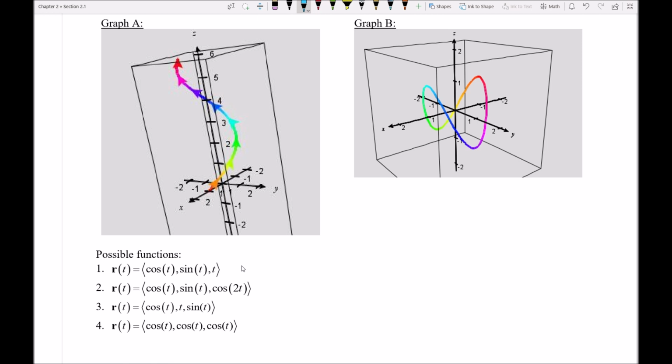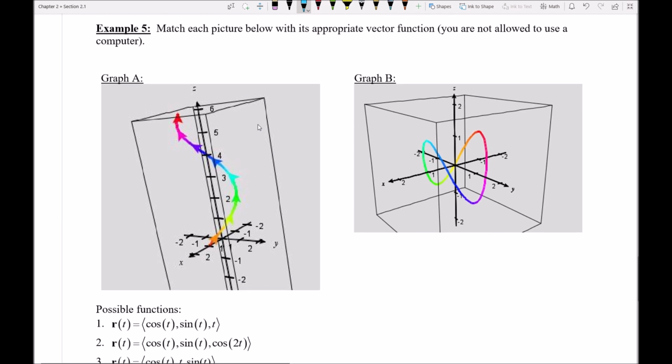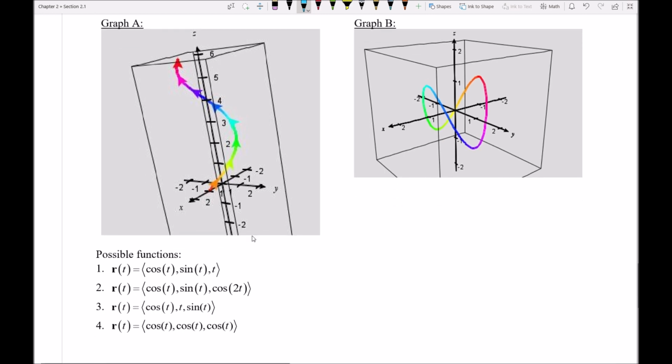Okay, so let's take a look at a style of question like this, right? Can we match each of the different graphs below to one of the following vector functions? Don't use that 3D plotter. We want to try to reason through this.